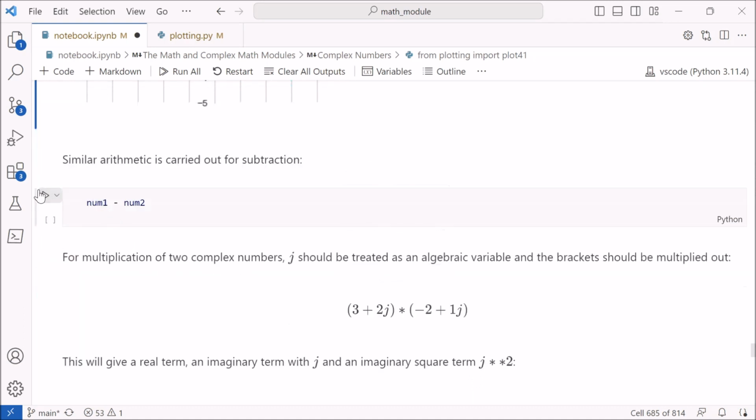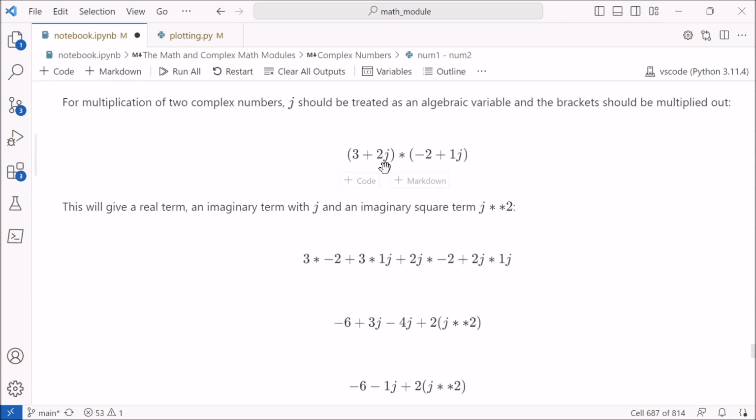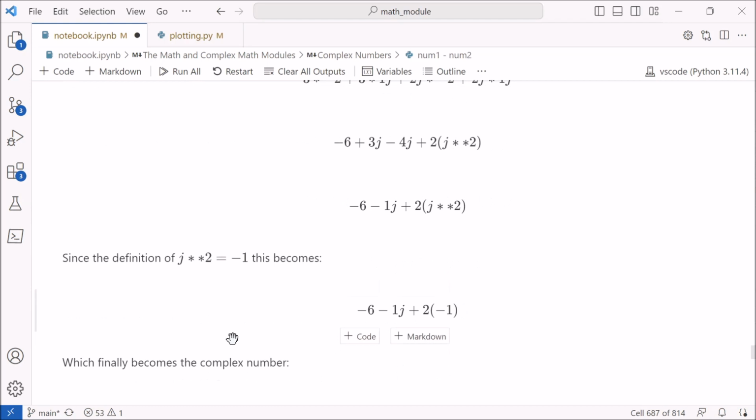So similar arithmetic is carried out for subtraction. For multiplication of two numbers, j should be treated as an algebraic variable and brackets should be multiplied out. So this is going to be 3 times minus 2, and it's going to be 3 plus 1j. It's going to be 2j times minus 2, and then it's going to be 2j times 1j. So this is going to give minus 6 plus 3j minus 4j plus 2j squared. So minus 6 minus 1j plus 2j squared.